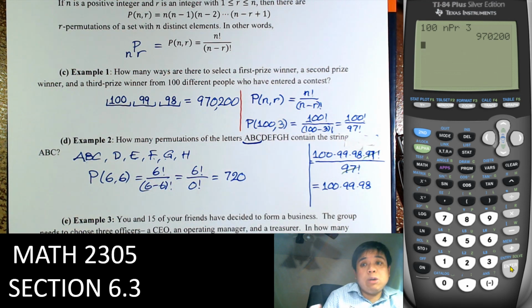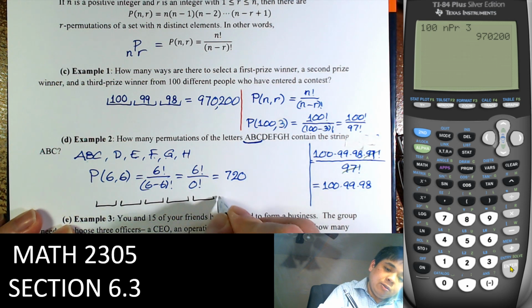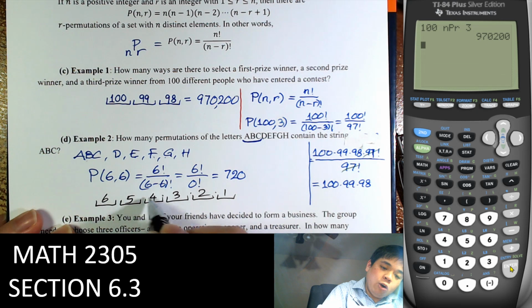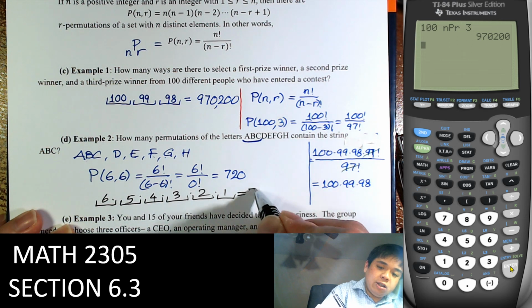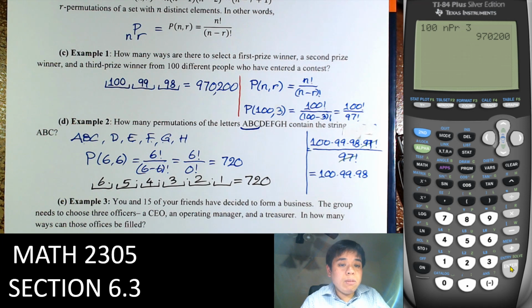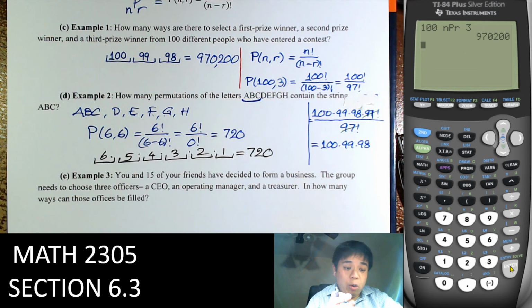That's one way to do that. Another way is there are 6 spots. We have 6 choices for the first one, 5 for the second, 4, 3, 2, and 1. Multiply all of this, and it gives us 720 different ways of selecting different permutations or different ordered arrangements. The key here is ordered arrangement.